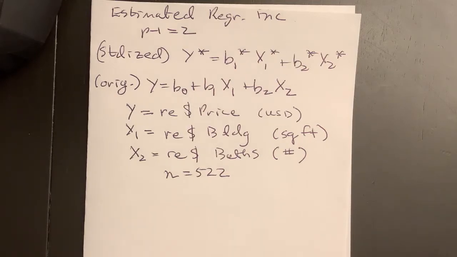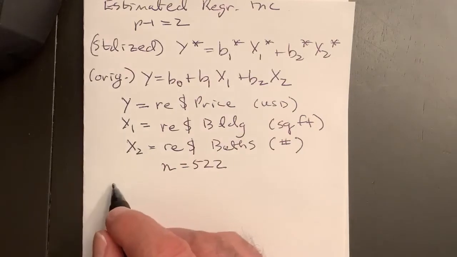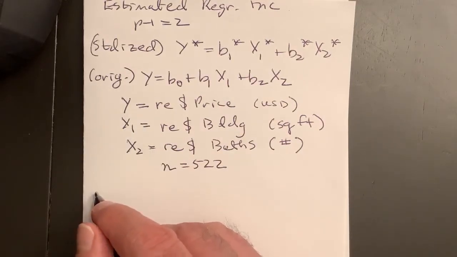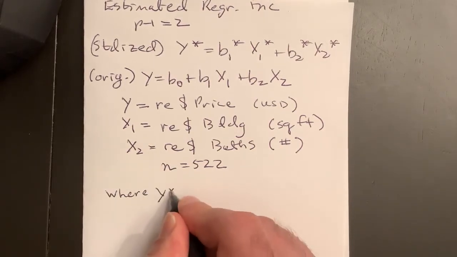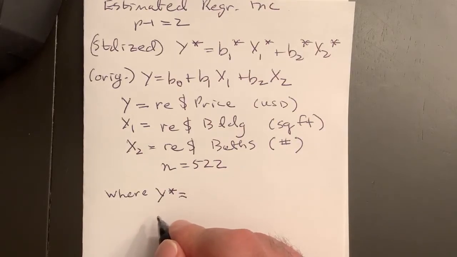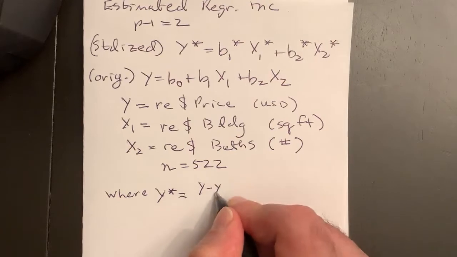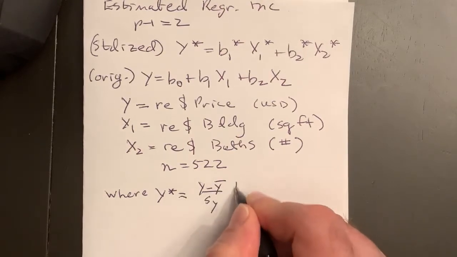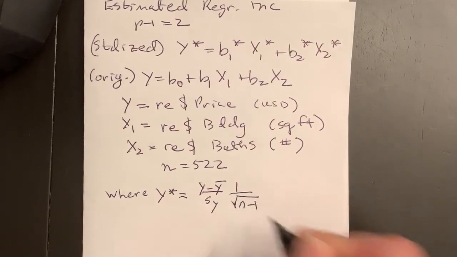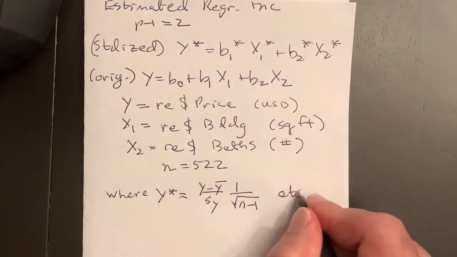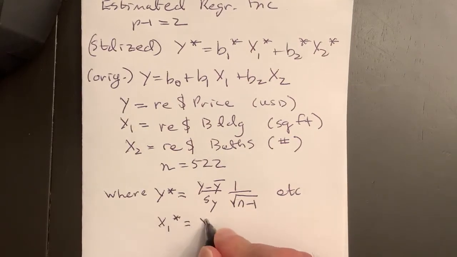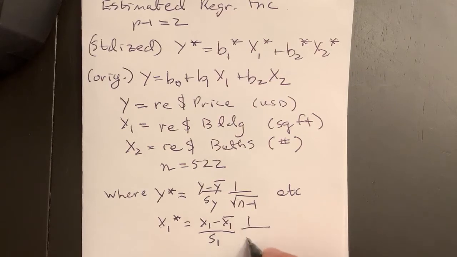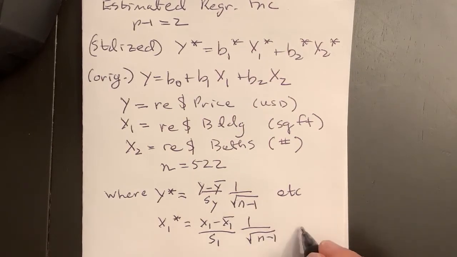And so if I do this, first of all, just to remind you, I get the correlations, where y star is equal to y minus y bar over sy, and also 1 over square root n minus 1, etc. So the same for the x's. x1 star is x1 minus x1 bar over, and remember this notation, s1, times 1 over square root n minus 1. So the etc. should be here.